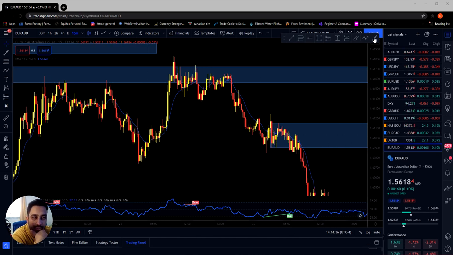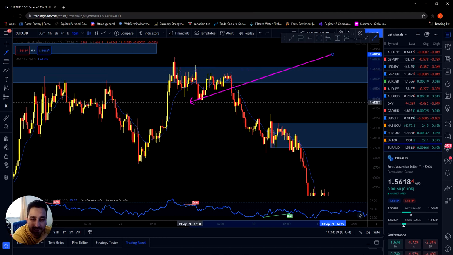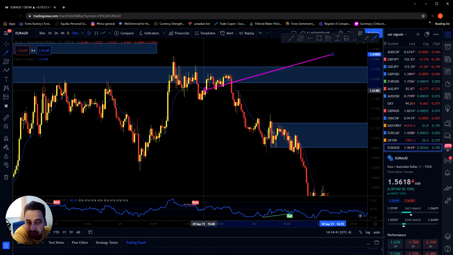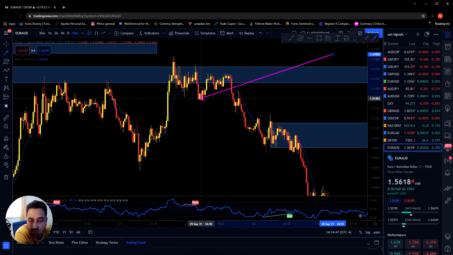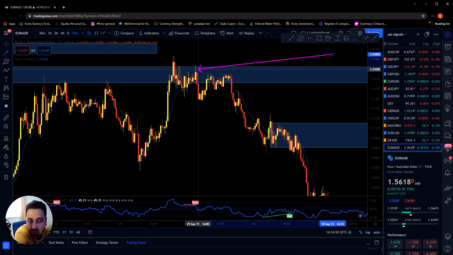Again, in this area, if you see, we're closing back into the zone, and we see this break of structure here on the 15-minute. Right here, we see this break of structure. This is an indication that price wants to move down, okay? Price wants to move down.